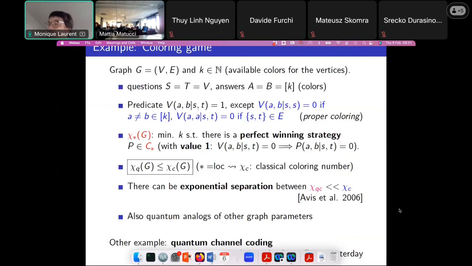So then, if you accept these alternative descriptions of the quantum coloring number, you see that since now you are allowed to use matrices instead of only scalars, you can much faster satisfy your system, and then the quantum coloring number can be smaller. Does it make some sense to you?